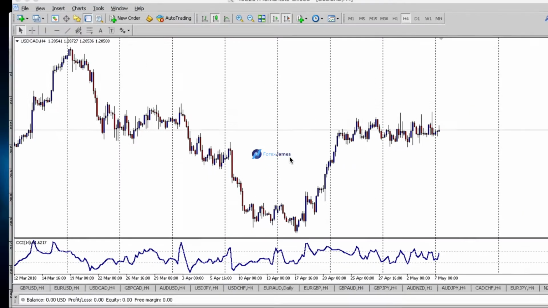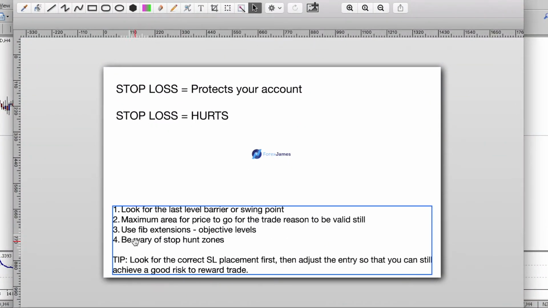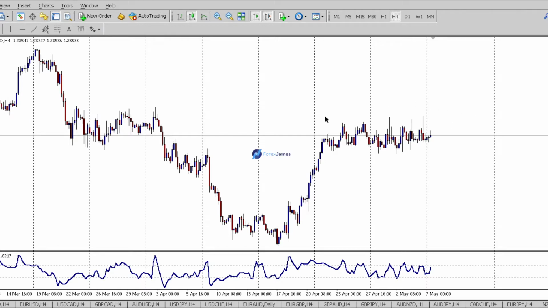Let's take a look at tip number 4. Be wary of stop hunt zones. What do I mean by this? Okay, this is happening right now on the dollar CAD right here. What do you guys see here? Basically a range that's been tested so many times. This is a very obvious level that could be so easily whipsawed. All right? There's so many orders sitting down over here.